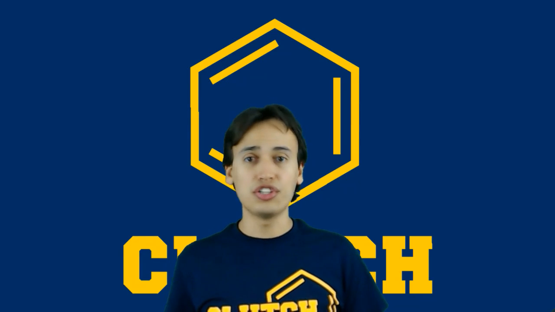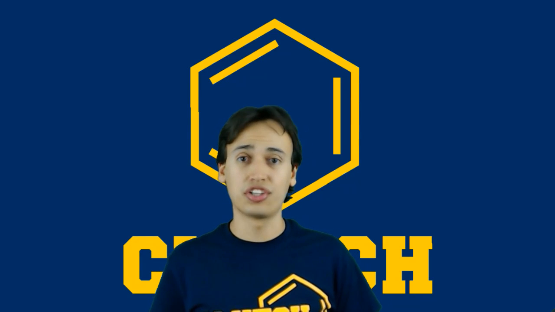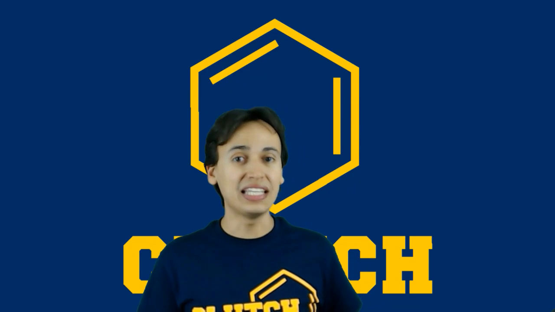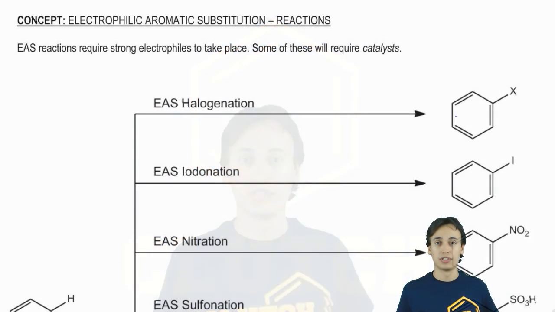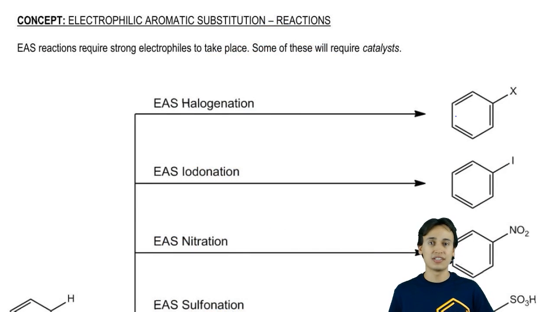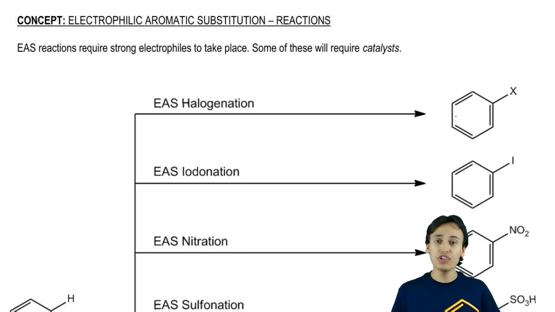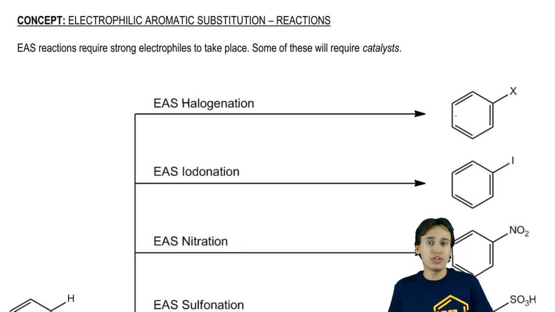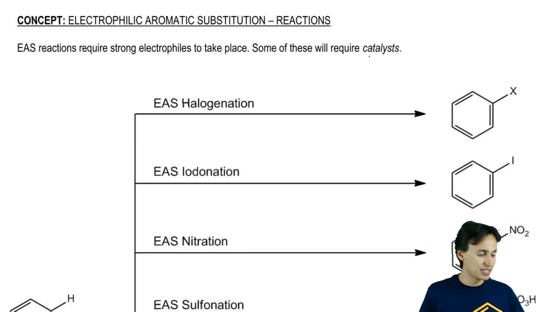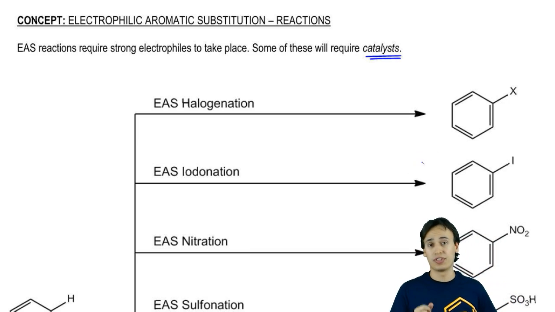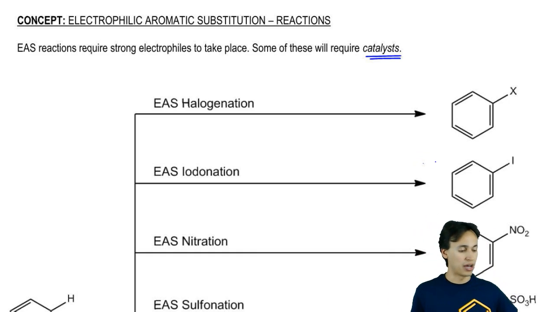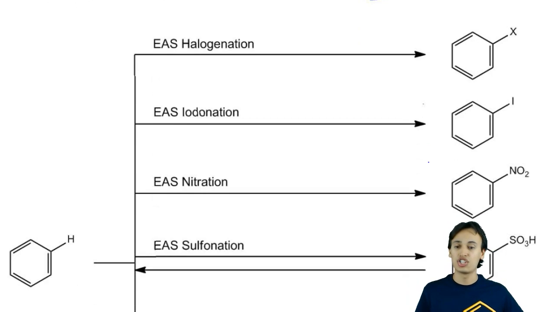In this video, I'm going to introduce all of the different reactions that can occur to benzene through an EAS mechanism. As previously discussed, benzene is going to require very strong electrophiles in order to react through EAS. And some of these reagents are going to require catalysts in order to become strong enough for the benzene to react with them. So let's just take the first one into account, EAS halogenation.